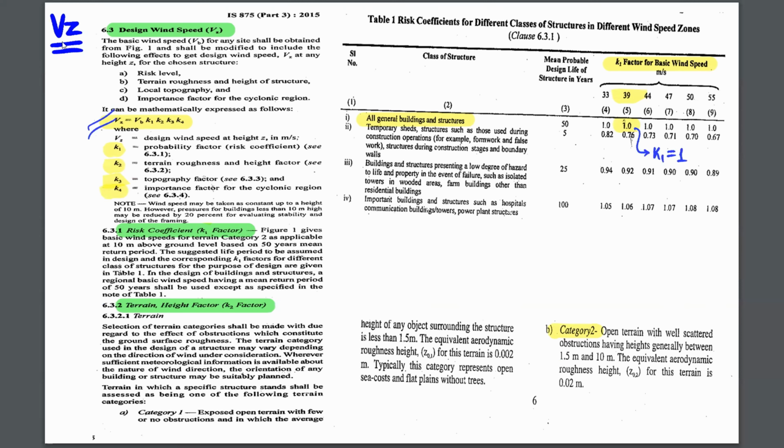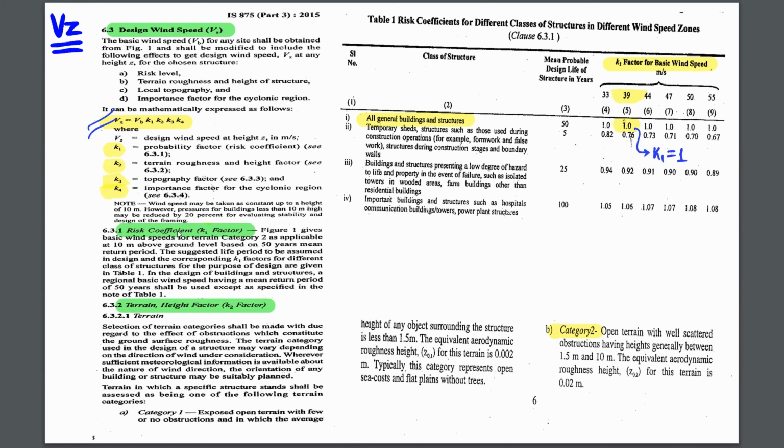So VZ can be calculated from 6.3, design wind speed VZ. Okay, so what you have to keep in mind is that first of all we have to get K1, K2, K3, K4. VB we have already got. So K1, K2, K3 and K4 are actually factors: K1 is the risk coefficient, K2 is terrain roughness, K3 is topography factor, and K4 is importance factor. You can read about them in detail from this slide or from the IS code itself.